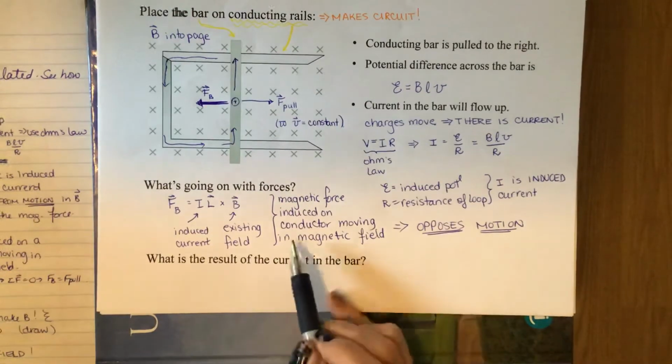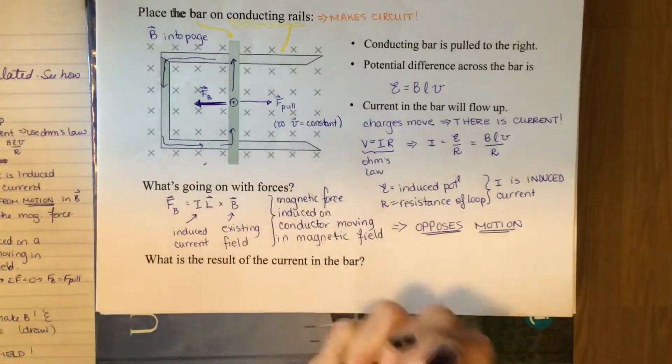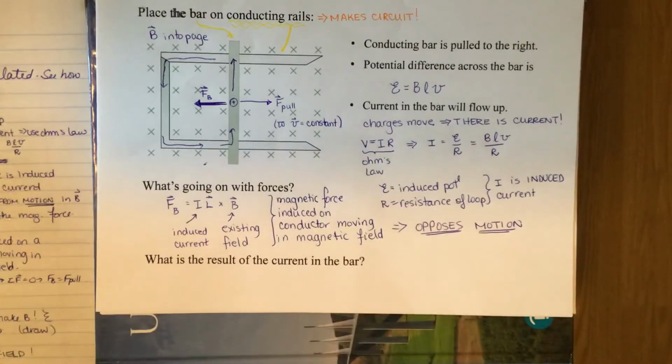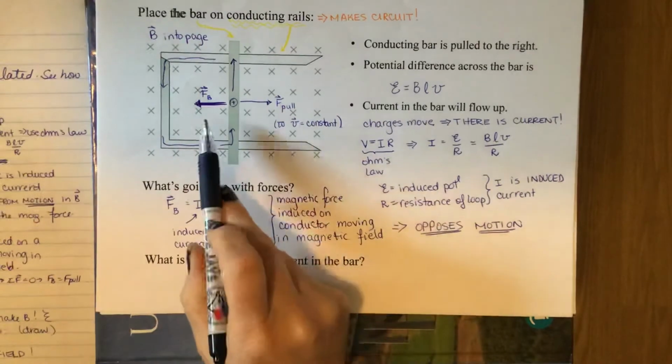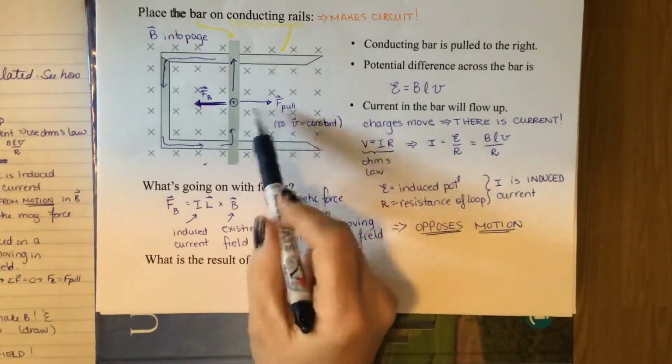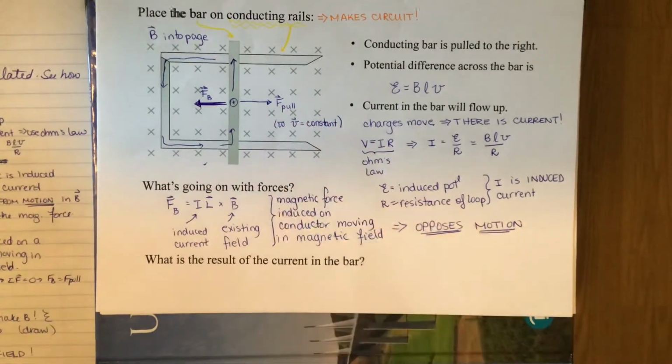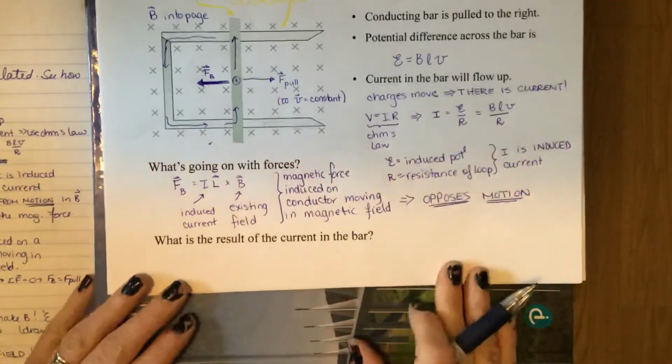What next? Oh, we could have a special case. If it's constant velocity, then the magnetic force and the pulling force would be constant. We'll do some examples and we'll look at some problems where we see that those two forces would be equal and opposite, and we can find out some things about the problem.